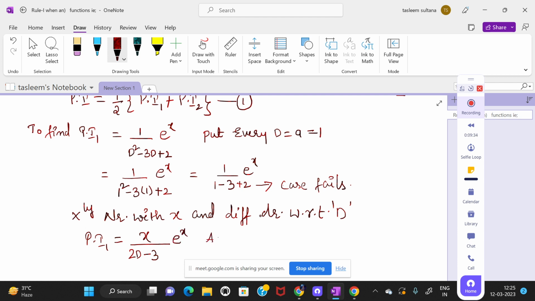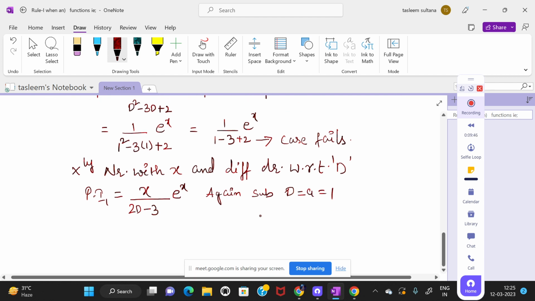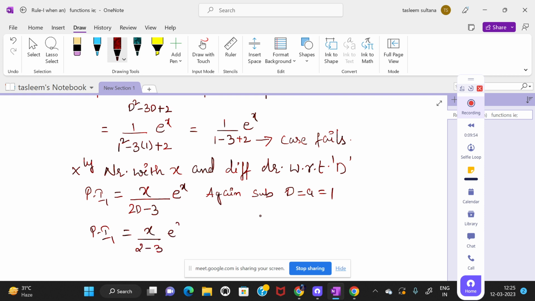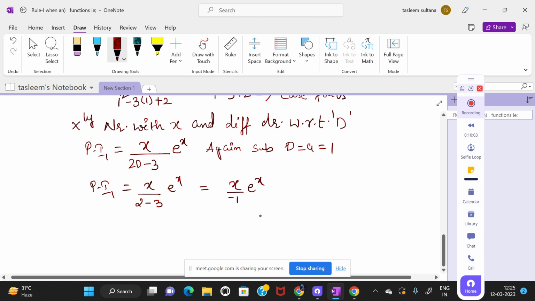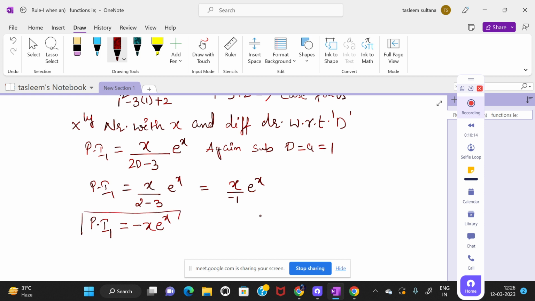Now again we will substitute d = a = 1, which gives your pi1 equals x divided by (2 minus 3) e to the power of x, which equals x divided by minus 1 e to the power of x. So one pi value we got now. Even case 2 is covered here. Your pi1 equals minus x e to the power of x. One pi we got. Now we have to move to the second one.